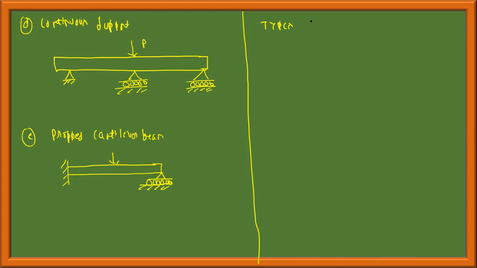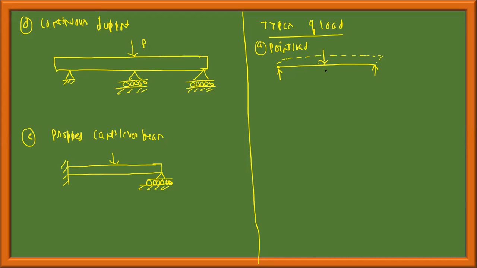Types of load acting on the beam. The first, simplest case would be a point load. We call it a point load because, when you compare it to the surface area of the beam, the load is acting on a very small area, a small region like this. Hence the name, point load.